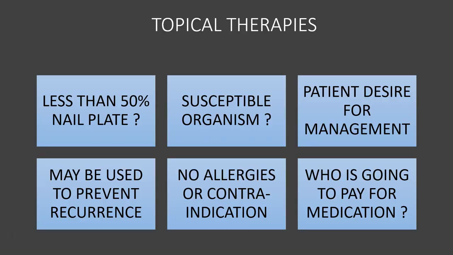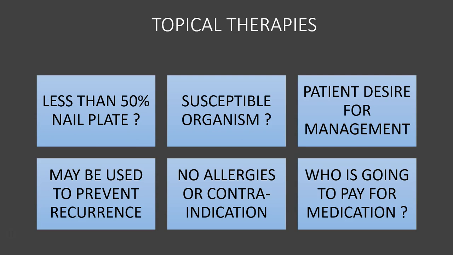The topical therapies require less than 50% of the nail plate to be involved. You need to know if you have a susceptible organism, because the topical agents are not broad spectrum and generally have only been approved for the treatment of dermatophytes, particularly T. rubrum. Does the patient want to go to the expense and inconvenience of treatment? Because the treatment is going to result in an expenditure of thousands and thousands of dollars, the question is, who's going to pay for the medication?